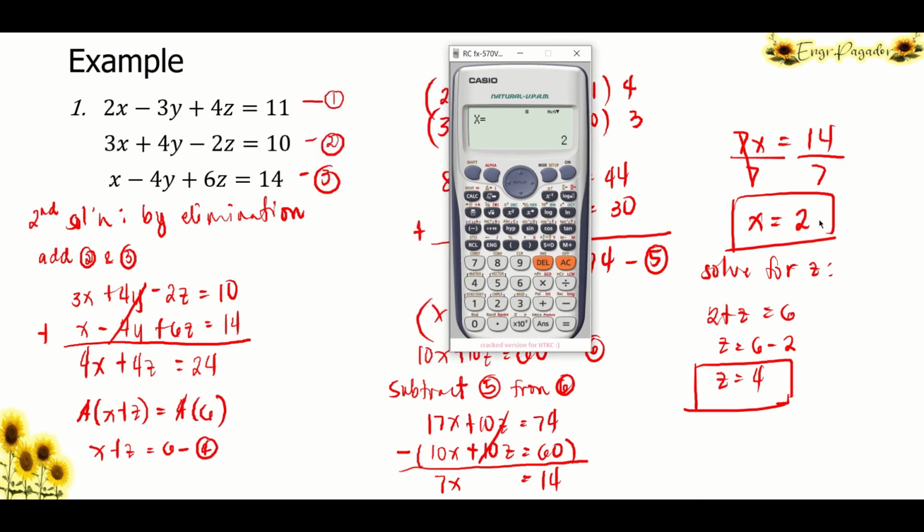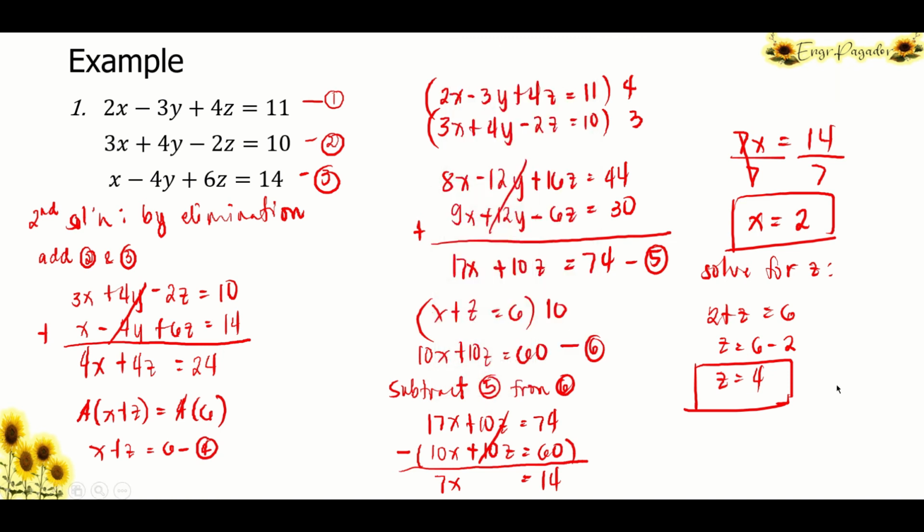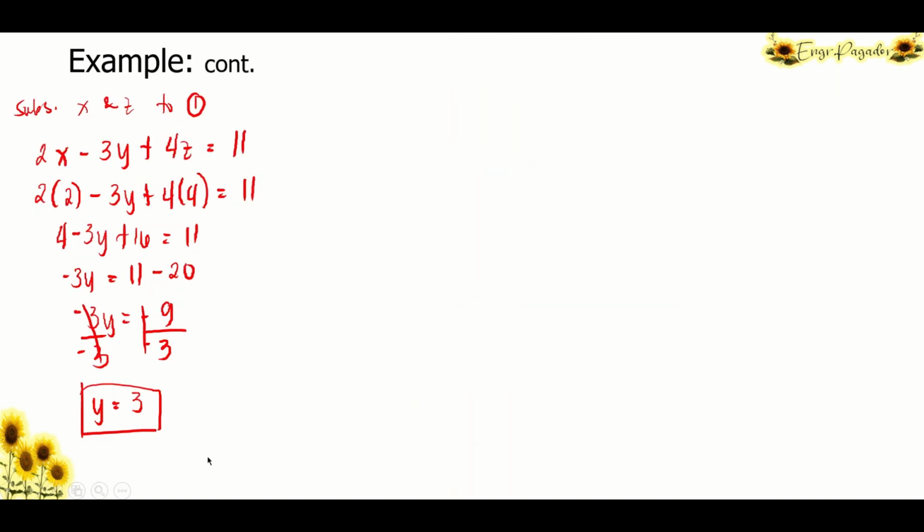We have the values for the unknown variables. x is equal to 2, which is correct. y equal to 3, let's check later. Let's see. And then z equal to 4. Okay, so let's see if our y is equal to 3. And yes, it is equal to 3. So, you can use your calculators to check if the variables you got are correct.